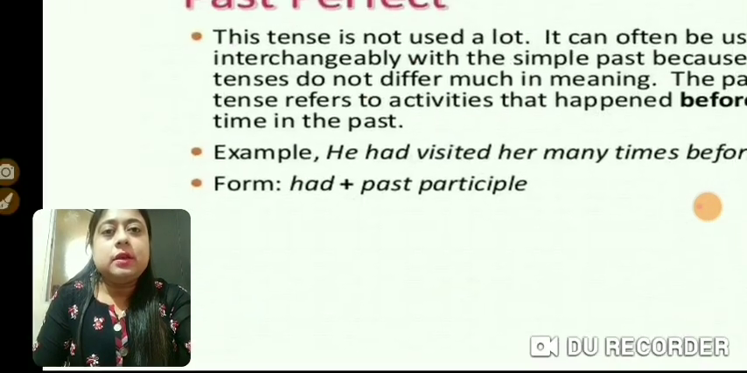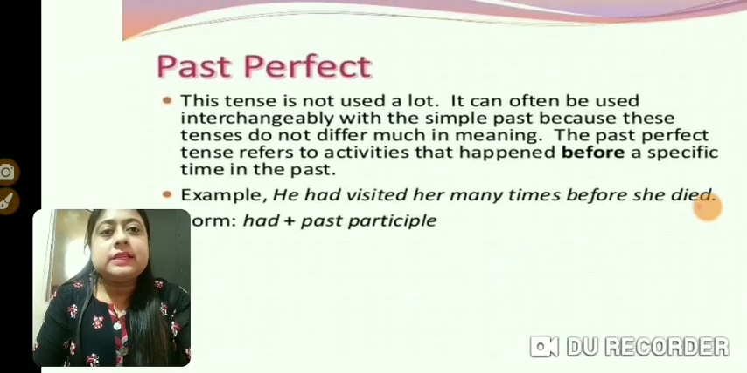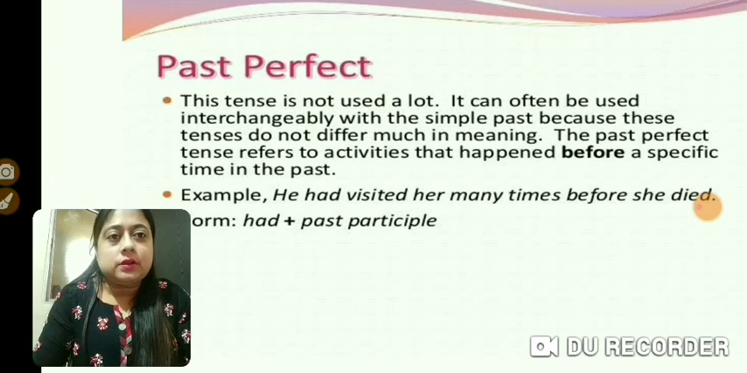Now let us see past perfect tense. Now this tense is not used a lot. It can often be used interchangeably with the simple past because these tenses do not differ much in meaning. The past perfect tense refers to activities that happened before a specific time in the past. For example, he had visited her many times before she died.